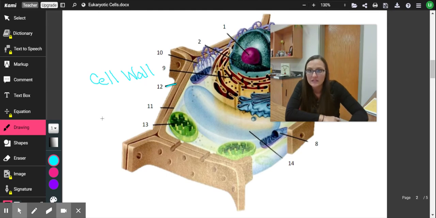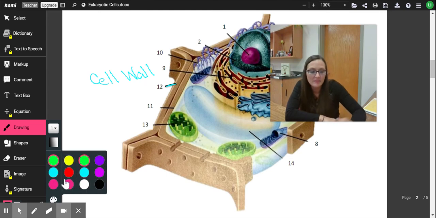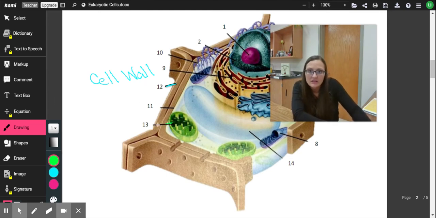All right. 13. We got to make it green. 13. All right, so there's 13. These are chloroplasts.